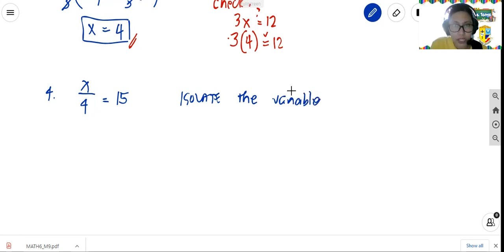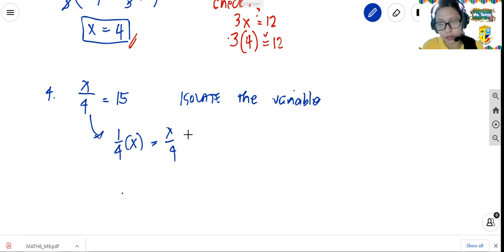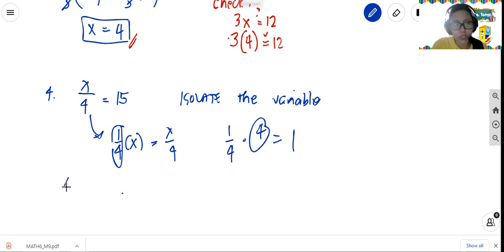So I need to isolate x, but this is the same as 1/4 x. That is just the same as x over 4, if you multiply the numerators and then multiply the denominators. So the number here is 1/4, and I want to get rid of 1/4 on the left side. In order to do that, I have to multiply it by its reciprocal. The reciprocal of 1/4 is 4 because it will yield 1. So I will multiply both sides of the equation by 4.